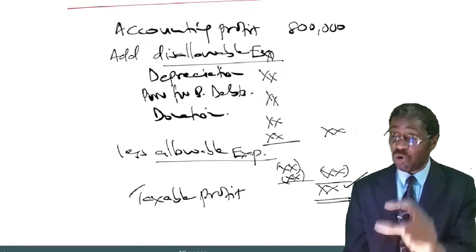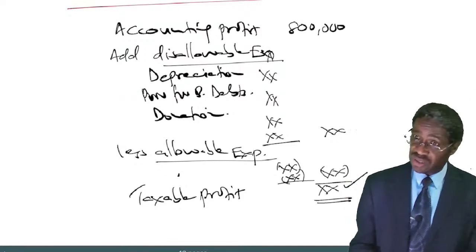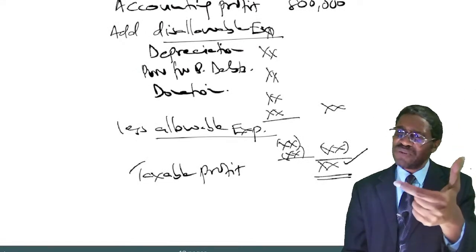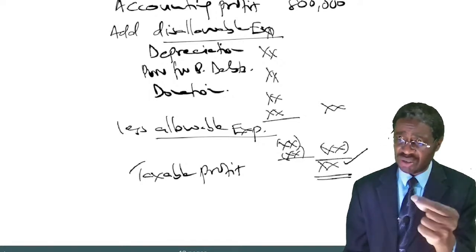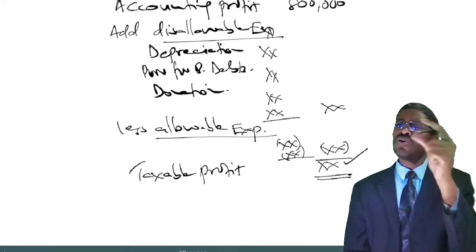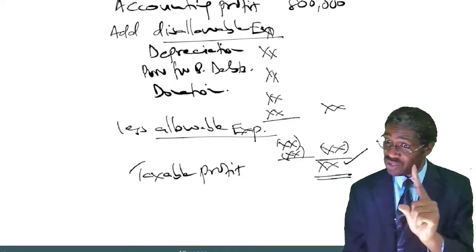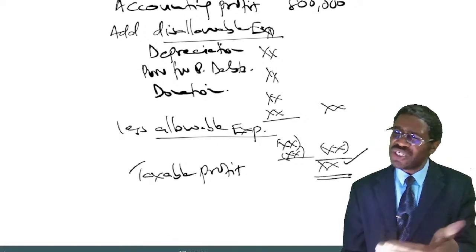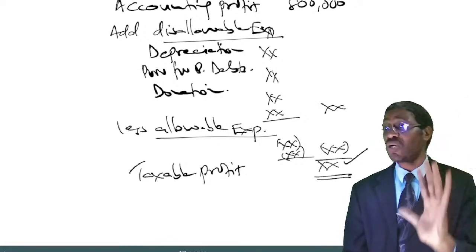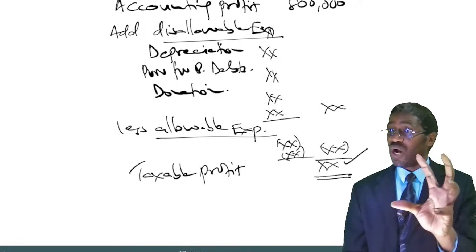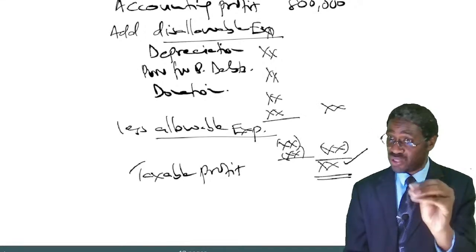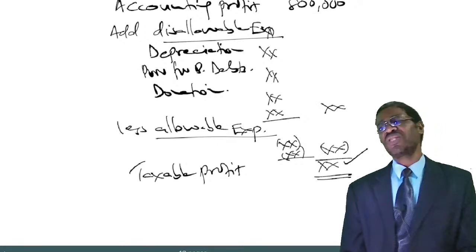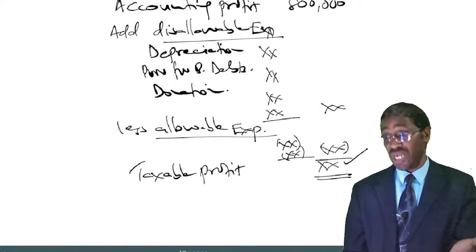An example of allowable expense is, you all know by now that as much as the taxman does not recognize depreciation, he also recognizes what we call capital allowance. So every time you are depreciating an asset like machinery, motor vehicle, and so on, yes, you as the businessman, you recognize that depreciation. But for tax purposes, they don't recognize depreciation. What they recognize is called capital allowance.